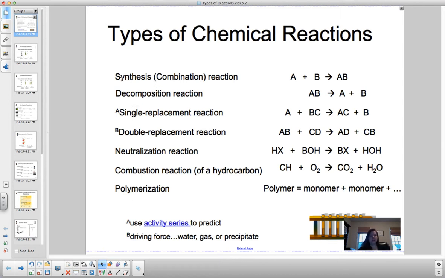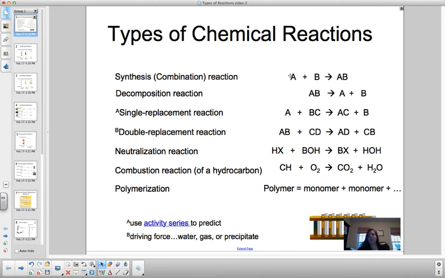Mostly we're just going to be dealing with the synthesis slash combination reaction. You sometimes hear this called a composition reaction too, from what I understand. I think the EOC is using composition reaction. Everywhere else I've ever been, it's been the synthesis or combination reaction. But if you see that on the EOC, you know what it means. It means the same thing: synthesis, combination, composition.